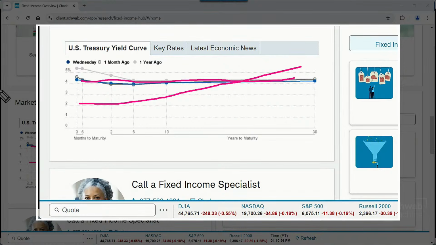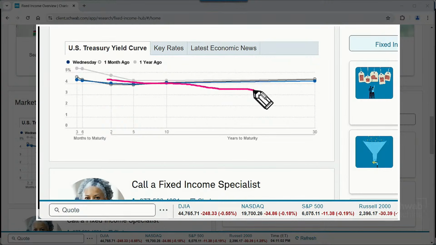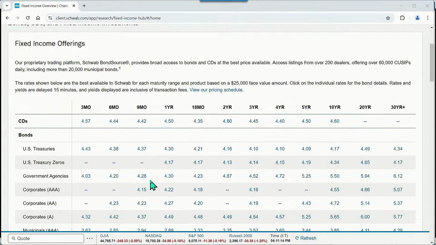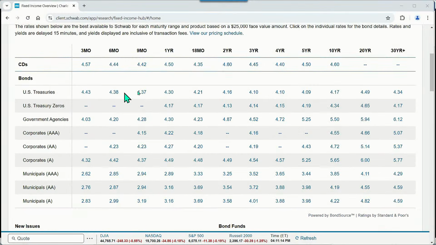We have actually, in the not very recent past, had an inverted yield curve where it went more like this. That's an inverted curve, and that's usually not a sign of economic health. But that's the yield curve. Right now, you're not seeing a huge difference between the different maturities here, and that's true whether you're looking at treasuries, corporates, or munis.